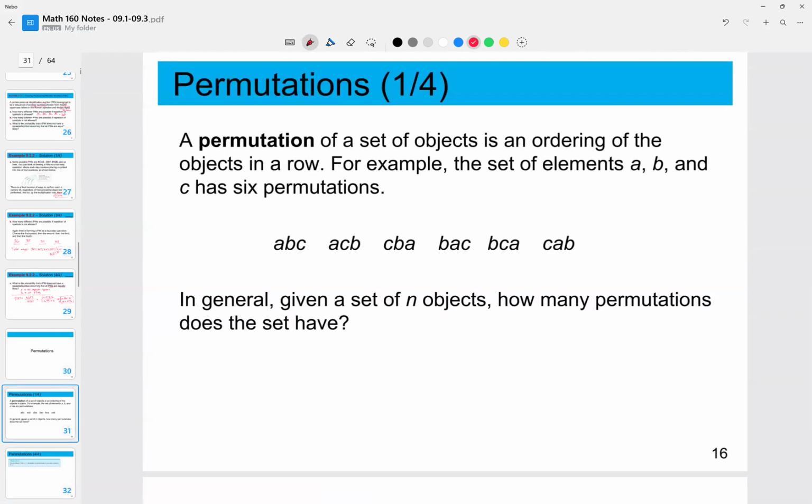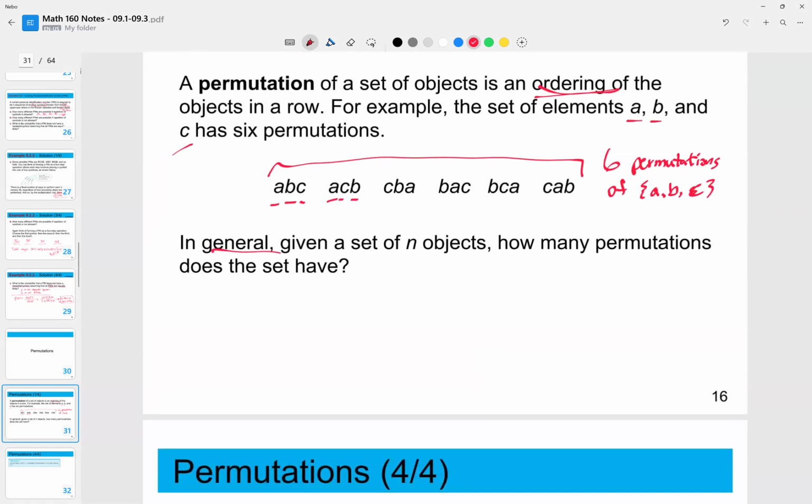Well, it's just an ordering of all the objects. So for instance, if I'm choosing the letters A, B, and C, what are all the ways I can order it? Well, I can go A, B, C, I can go A, C, B, and so on. Okay, and it turns out there's exactly six here. So there's six, and we would call that permutations of, and you can even write it in the set notation of {A, B, C}, like that.